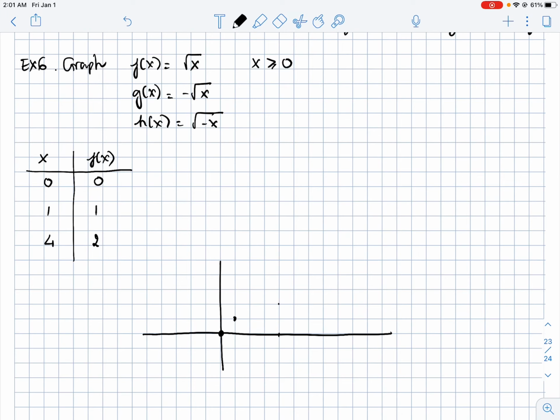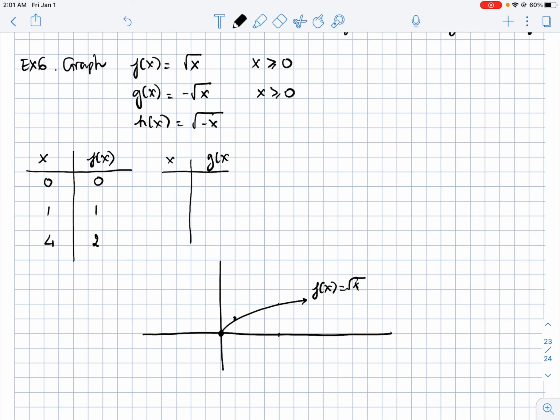Now I plug them in. Plug the 3 points on the graph. So I got (0, 0), (1, 1), and (4, 2). So this is the function f of x equals square root of x.